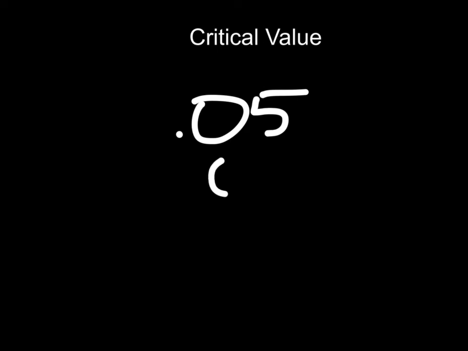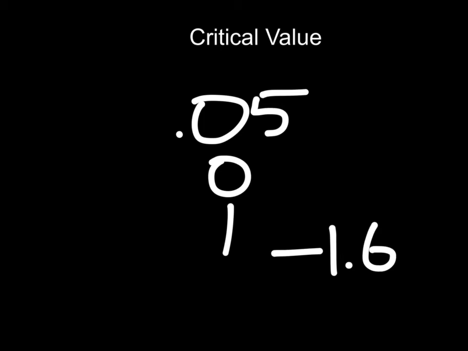So now we're going to find the critical value, and to do this we're going to use our calculators. We're going to go to Stats List Editor, F5, inverse normal. Then in the area you're going to put 0.05 since that is the level of significance, and then for mu you're going to put 0, and then standard deviation 1, and then the answer is going to come out to be negative 1.64.